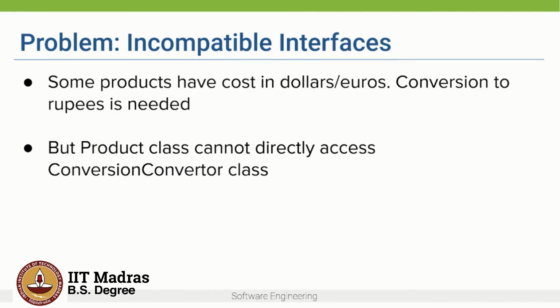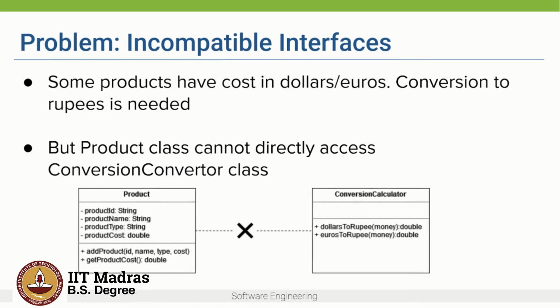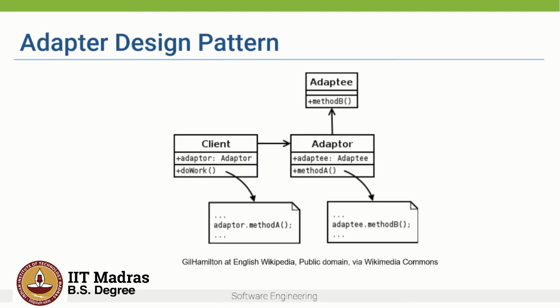So this product class cannot directly access the conversion converter class, or it has an incompatible interface to that of the product class, right? So let's say conversion calculator is an interface which is not compatible with product. So product cannot directly access the conversion calculator due to various reasons, right? So in such cases, the adapter design pattern comes in handy, right?